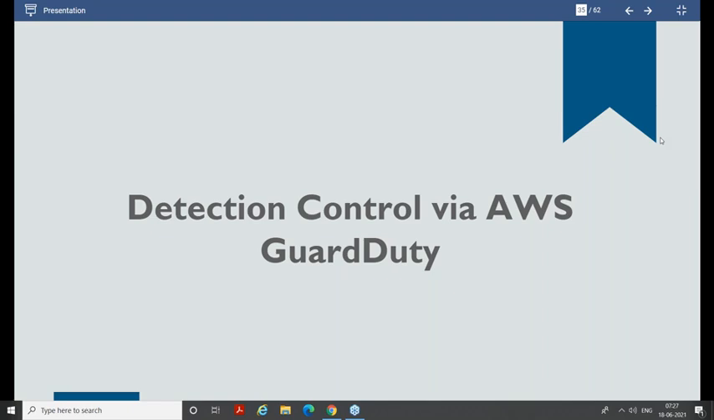So now moving a bit forward, talking about the next part of discussion, which is your detection control via AWS GuardDuty. Now, this particular service, AWS GuardDuty, is basically a service on AWS to detect any kind of anomalies.